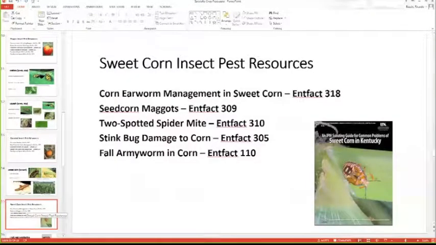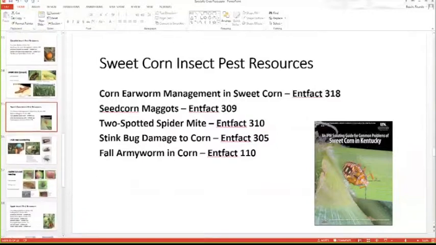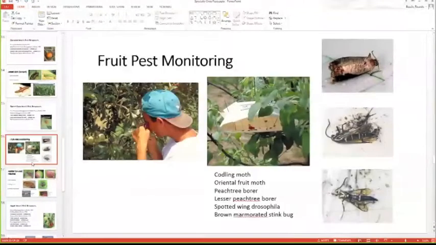In terms of resources, we have a scouting guide for sweet corn. And again, we have a number of fact sheets that are available online. Let me jump over to the fruit crops. Here, much of the scouting, again, is going to be flipping over leaves and visual inspection of the plant. We also are using pheromone traps, and I've listed the insects that we commonly use pheromone traps for below.